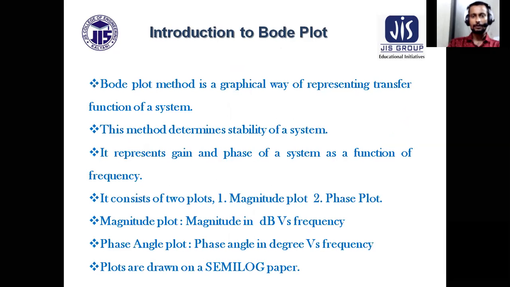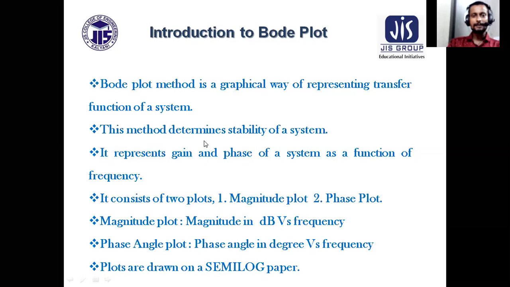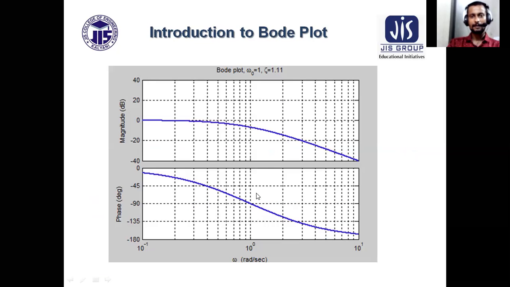What is Bode plot? Bode plot method is a graphical way of representing a transfer function. So for a particular transfer function, we could get a Bode plot like this. This is a graphical representation of a system transfer function. This method determines stability of a system. Why is this method used, or what are these graphs? These graphs are used to determine stability of a particular system.